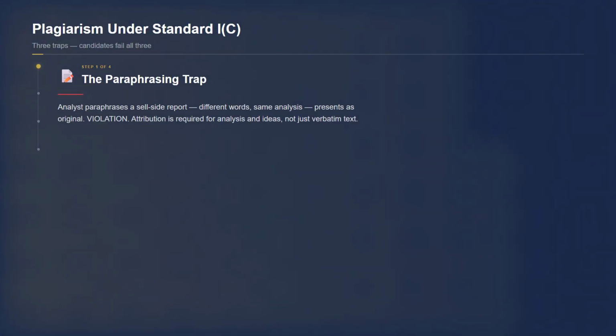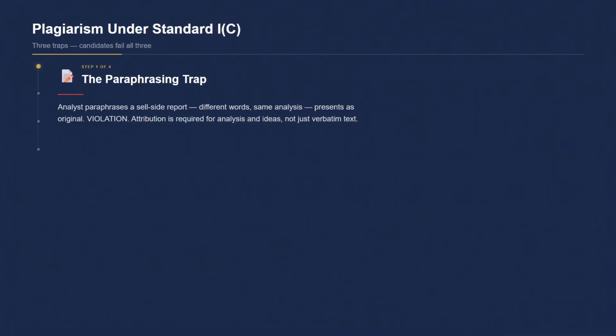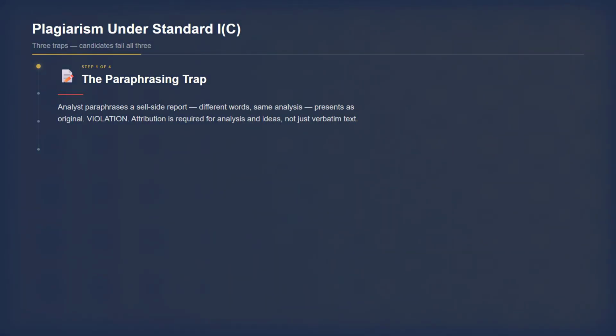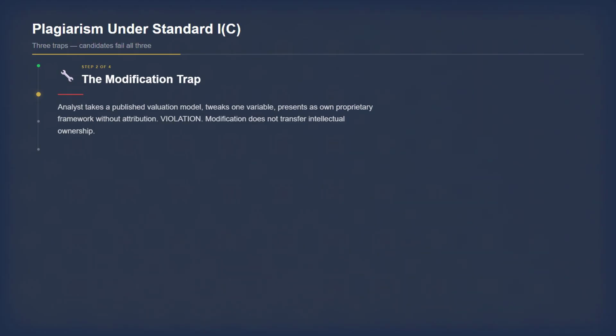Plagiarism under I(C). The exam tests this concept in 3 ways, and candidates fail all 3. The paraphrasing trap. You change every word but keep the analysis. Violation. The modification trap. You take a quantitative model, tweak one parameter, call it yours. Violation.